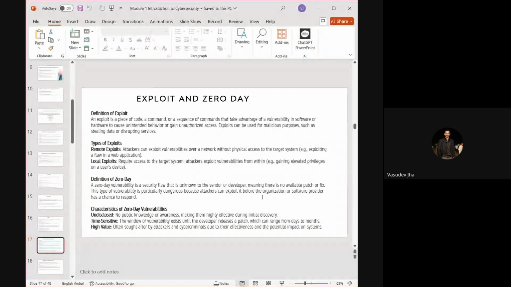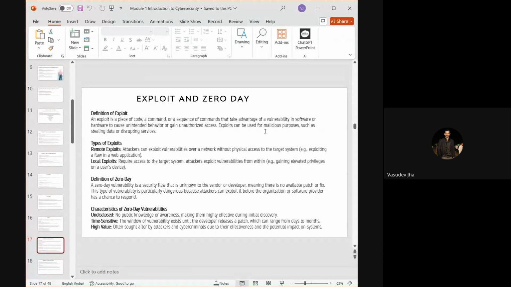Here one point is the exploit. An exploit is a piece of code, or a command or a sequence of commands, that can take advantage of a vulnerability in software or hardware to cause an unintended behavior or gain unauthorized access. Basically, when we are taking advantage of any vulnerability, that process is known as exploitation.